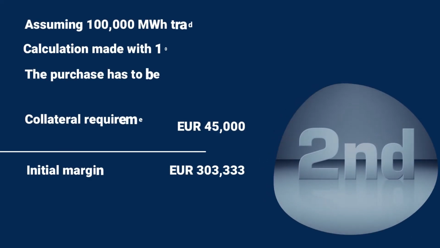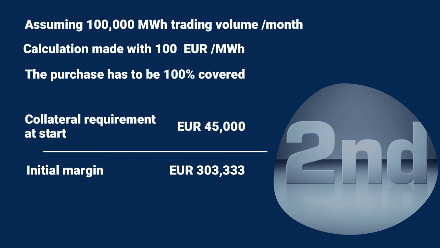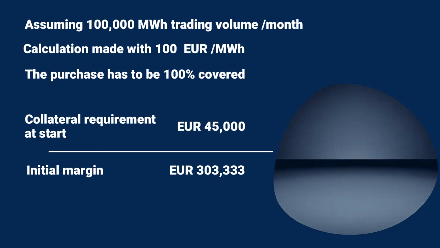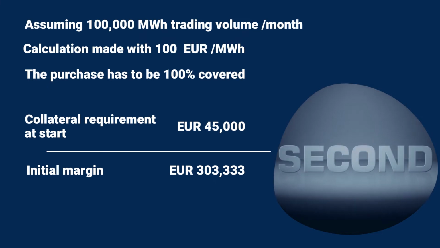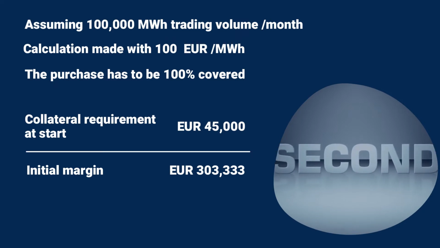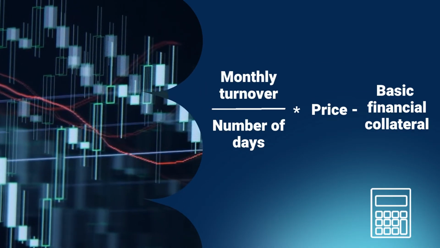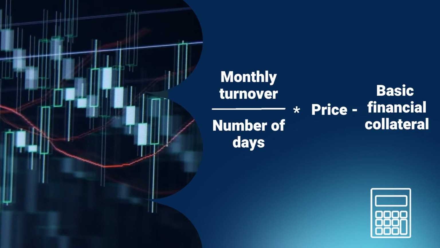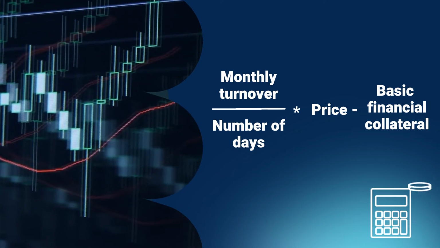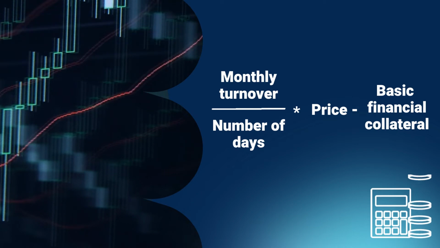Let's see the second scenario. For the calculation, we assumed an even distribution of the 100,000 megawatt-hours traded quantity in the month, and we calculated with a €100 gas price per megawatt-hour. Since on the trading platform the purchase has to be covered 100% prior to placing a trade order, in this example, Euro 303,000 shall be placed as initial margin on each day. In this example, the amount is obtained by taking the monthly quantity divided for 1 day, multiplying it by the price, and deducting from this amount the Euro 30,000 basic financial collateral that has already been placed.